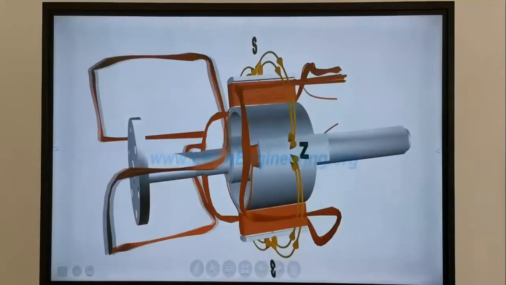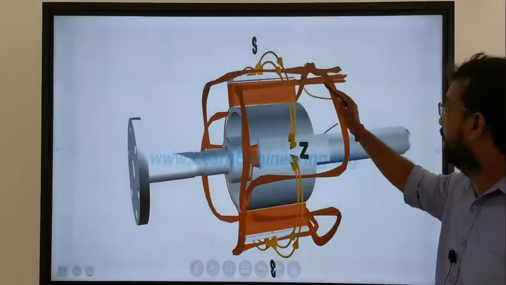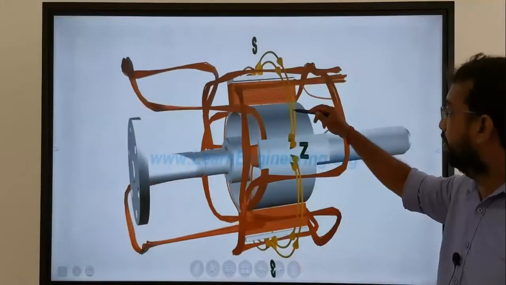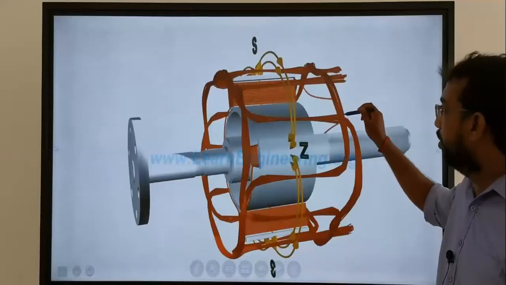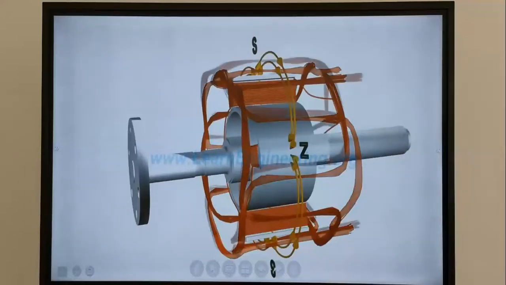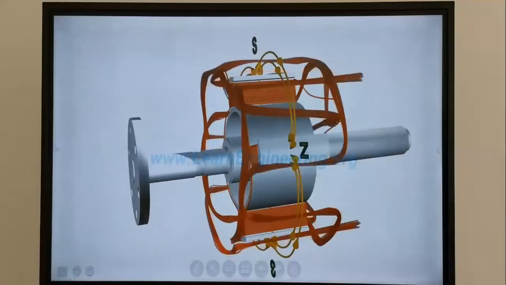So now, first, here there is only one coil winding in the stator. Now three coil windings are connected, okay. So normally we call this the 3-phase current. We know the 3-phase current.